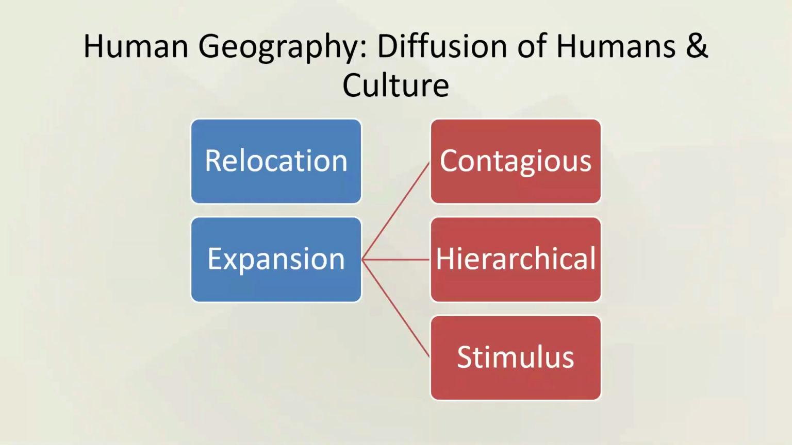We also talked about diffusion of humans and their culture. There's two main types of diffusion: relocation and expansion. Relocation is just about the movement of things or people. An expansion type is about those ideas or culture actually expanding out to new people. We have contagious diffusion, hierarchical diffusion, and stimulus diffusion.